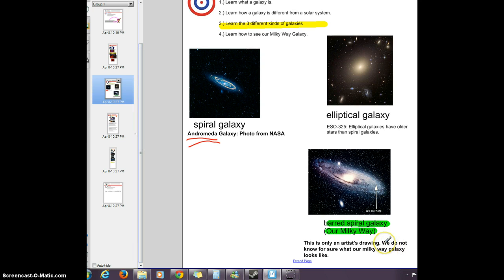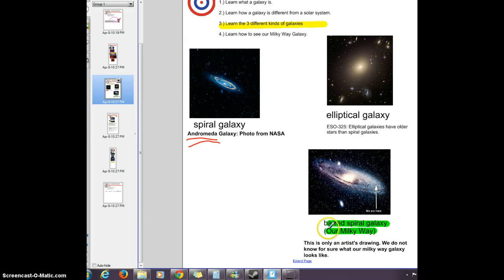This is only an artist drawing. We don't know for sure what our Milky Way galaxy looks like because we are in the galaxy itself, so we can't really see all of it at once. Again, I made that reference to trying to see what your nose looks like. You couldn't really see all of it at once. Maybe if you close one of your eyes, you could, but you'd have to remove yourself from your body to actually see your nose without looking in a mirror.